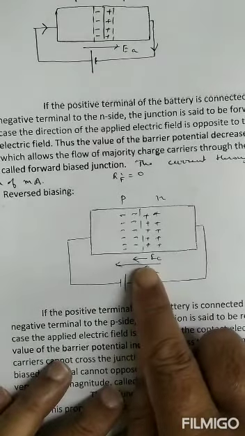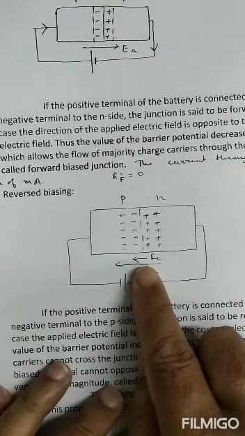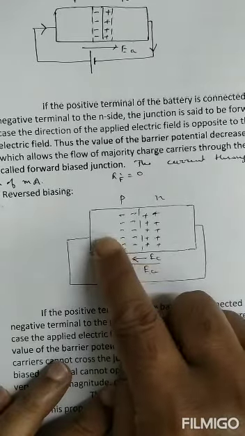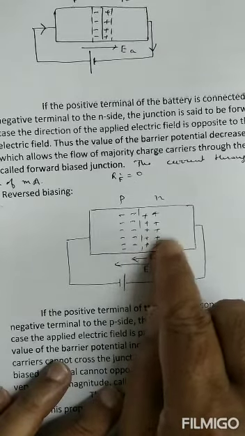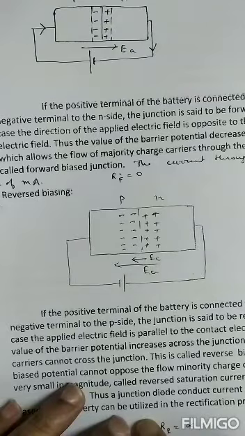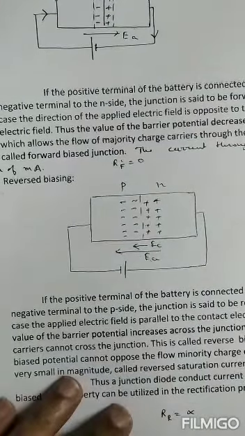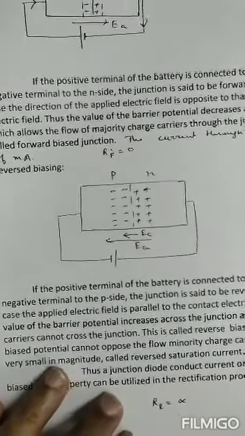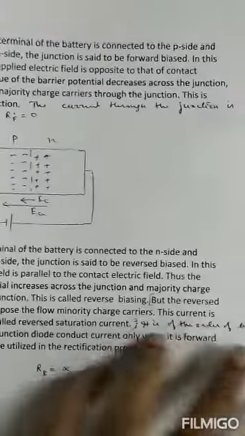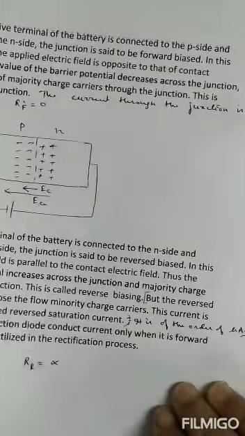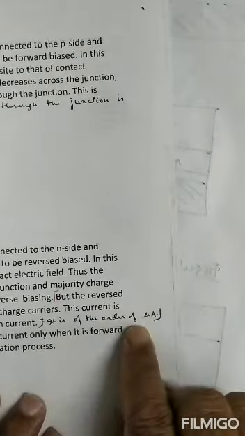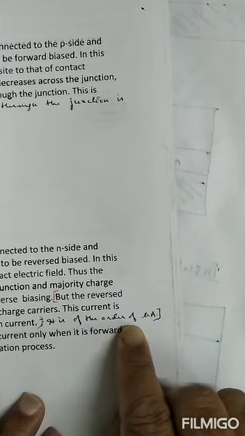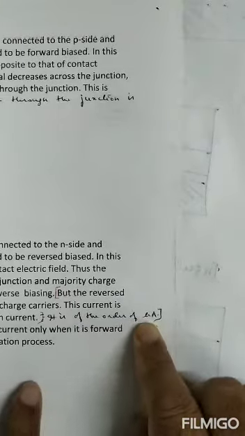But this electric field does not resist the flow of minority charge carriers, that is, electrons from P side to N side and holes from N side to P side. Thus, a very low current is possible through the junction due to minority charge carriers. And it is of the order of microampere.